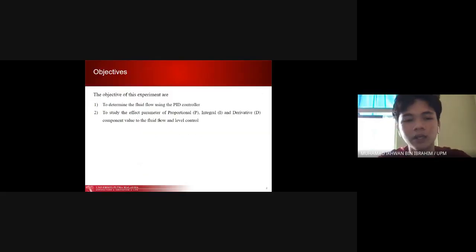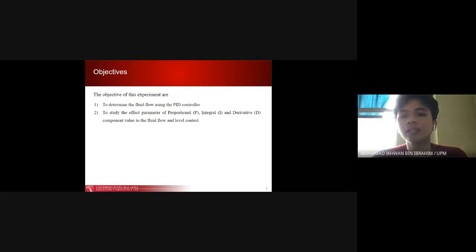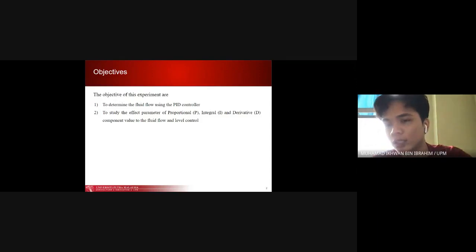First of all, let us introduce to you the objective of the experiment. So this experiment purposely is to determine the fluid flow using the PID controller. It also aims to study the effect of the proportional, integral, and derivative component values on the fluid flow and level control. Next slide.